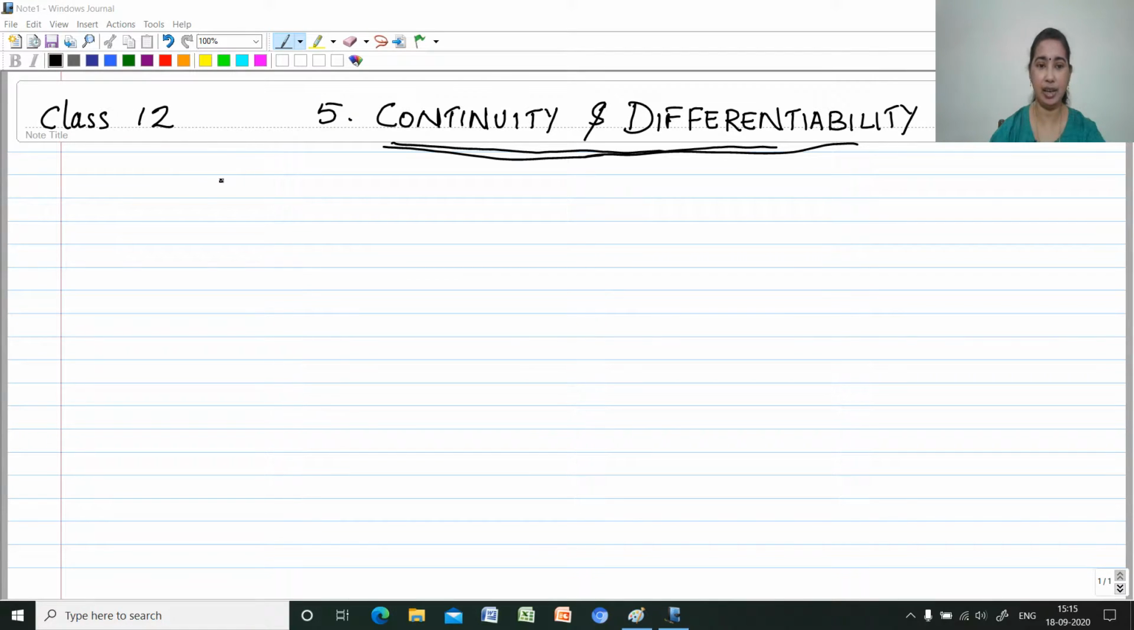Here I am discussing class 12 chapter 5, continuity and differentiability. In this chapter we introduce the very concepts of continuity and differentiability and the relation between them. So first I am moving on to continuity.